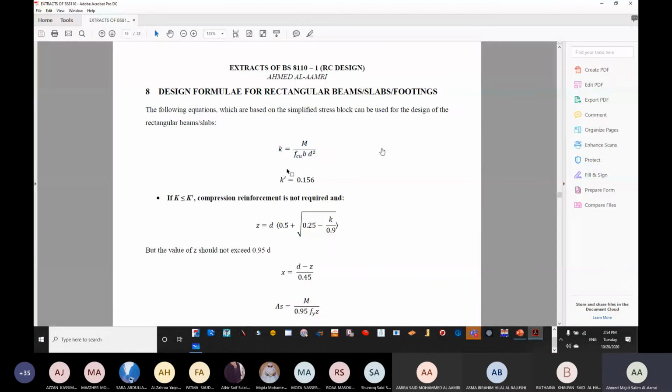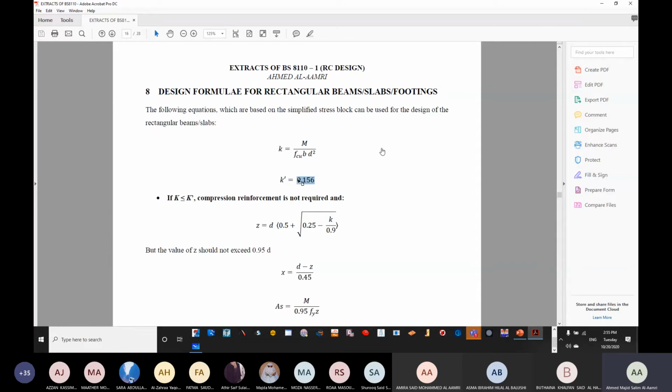It says for us, we have K and we have K dash. If your K is lesser than or equal to K dash, then no compression reinforcement is required, or it's singly reinforced. You remember you studied singly and doubly reinforced? K dash, remember? K dash is a fixed value, which is 0.156, then it's going to be singly.